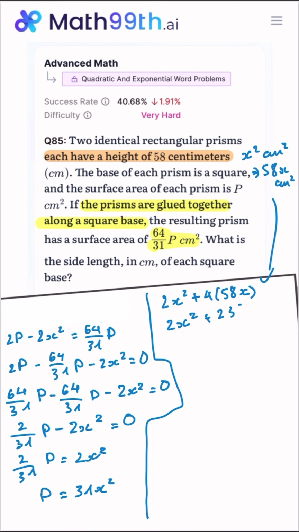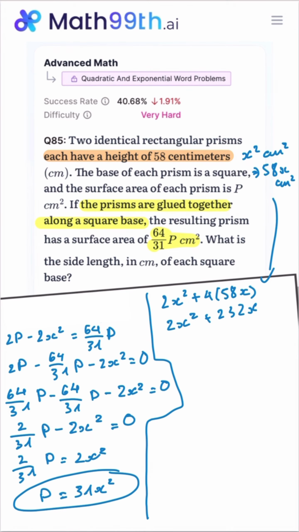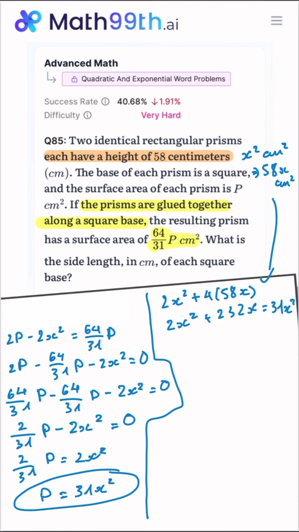2x squared plus 232x. Substituting this expression for p in the equation p equals 31x squared yields 2x squared plus 232x equals 31x squared. Factoring x from the right-hand side of this equation yields 0 equals x, 29x minus 232. Applying the zero product property, it follows that x equals 0 and 29x minus 232 equals 0.